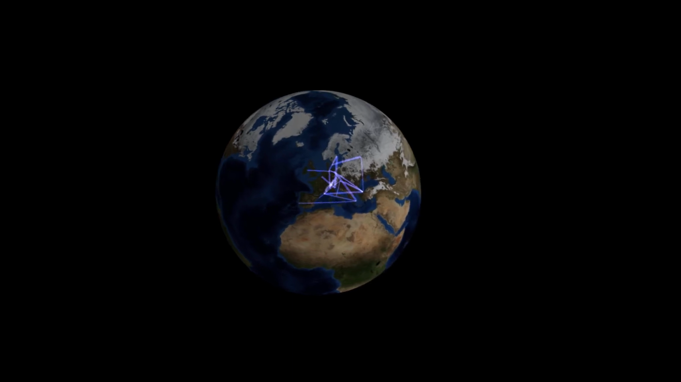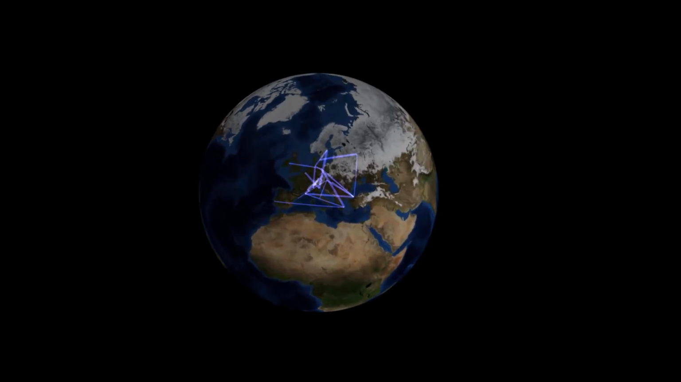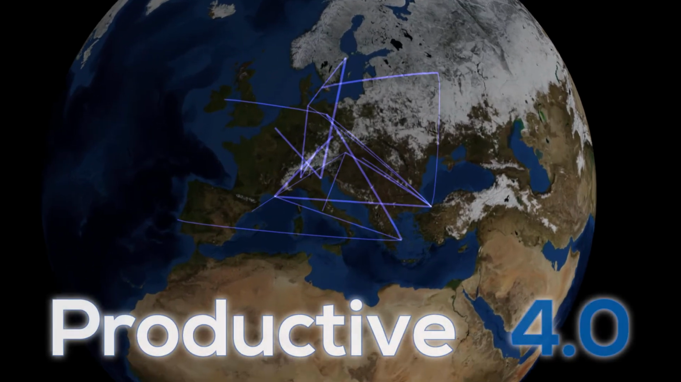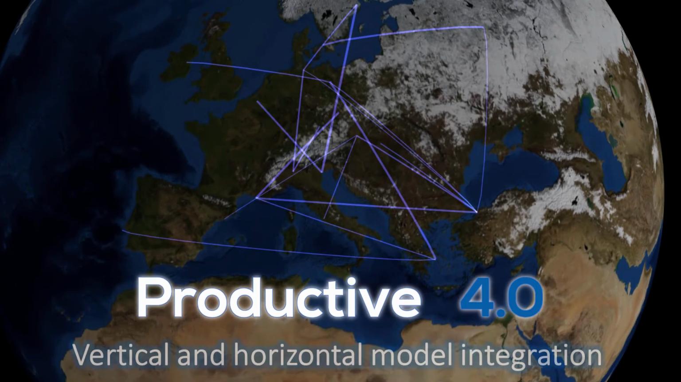In the following minutes, we are going to present an innovative approach for vertical and horizontal integration of simulation models. Our motivation to develop this approach was driven by the need to connect a complex simulation on semiconductor supply chain level with detailed microsimulations on fab or line level.